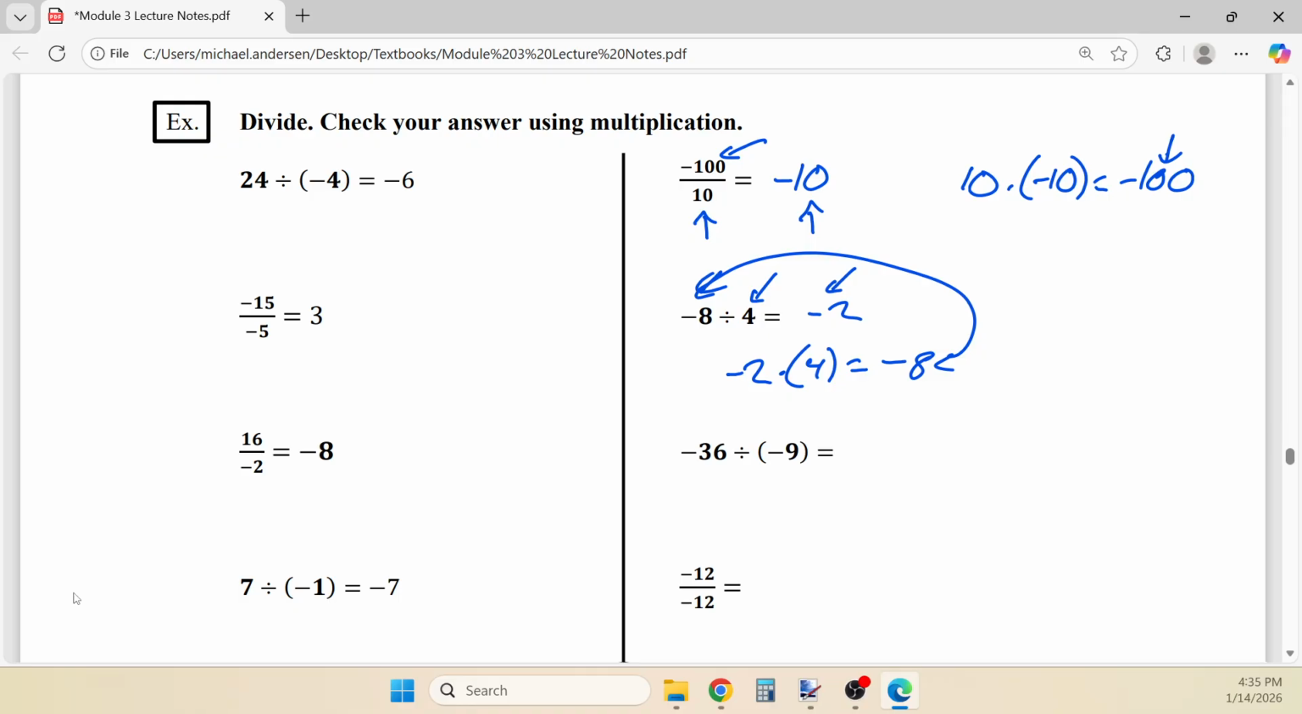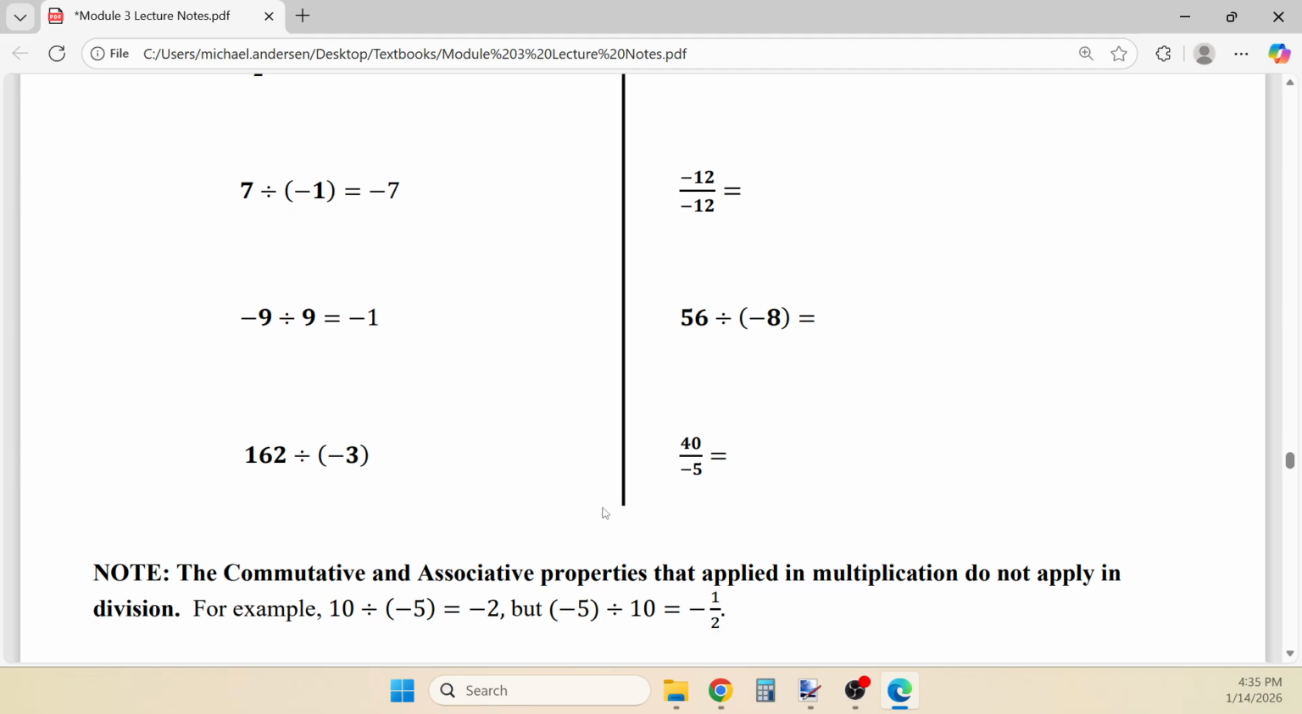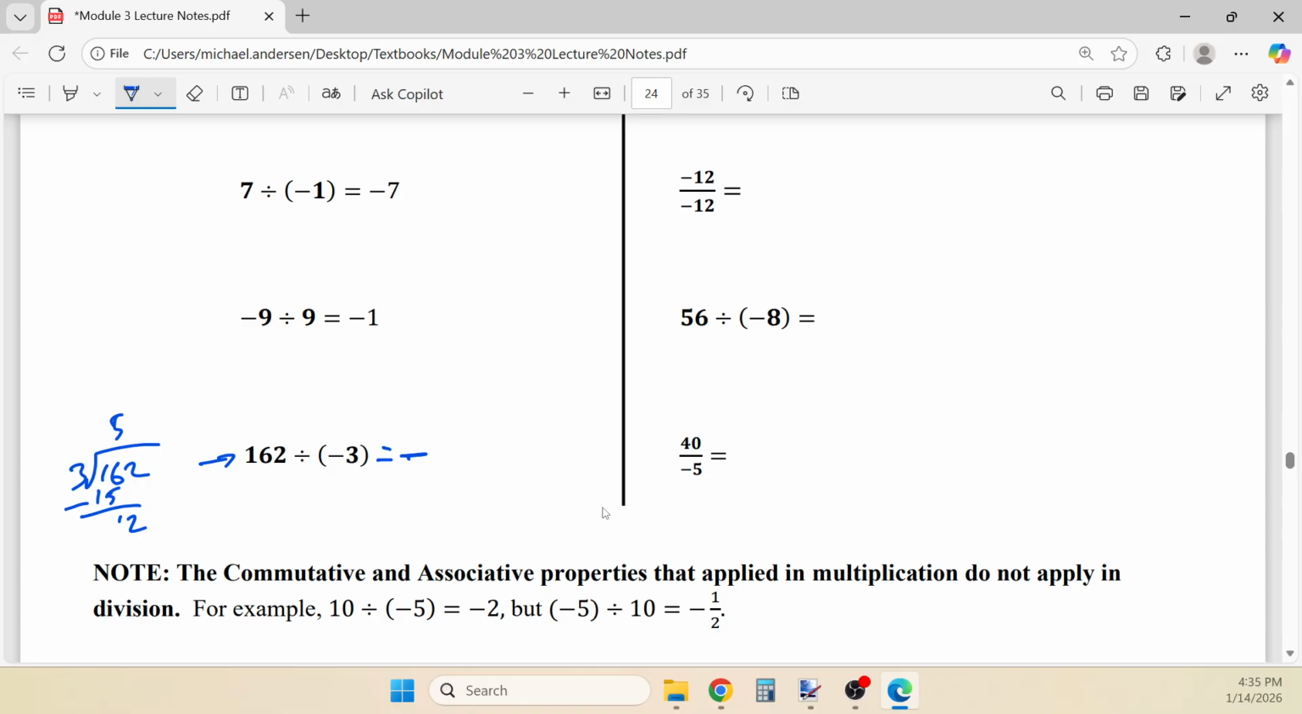But anyway, same thing with the rest of these. Let's do this one because this one has a 3-digit number in it. So we know that we have different signs, so our answer is going to be negative on this division problem. I'm going to do some long division. 3 doesn't go into 1. 3 goes into 16 5 times. 5 times 3 is 15. Subtract, I'm left with 1. Bring down the 2. 3 goes into 12 4 times. 4 times 3 is 12. I subtract, and I have no remainder. So our answer is negative 12.